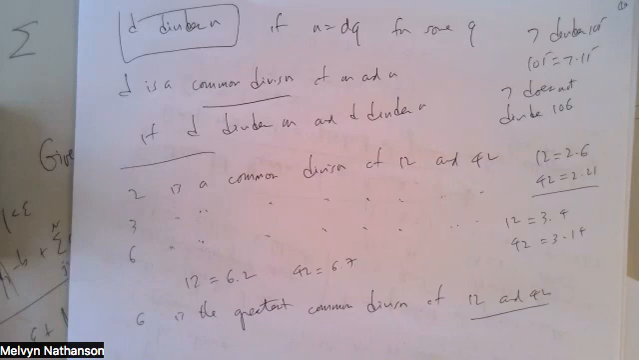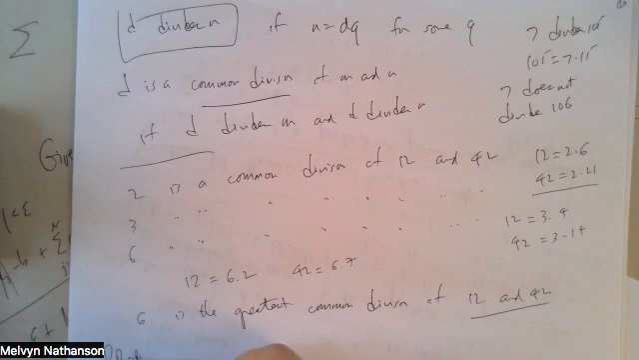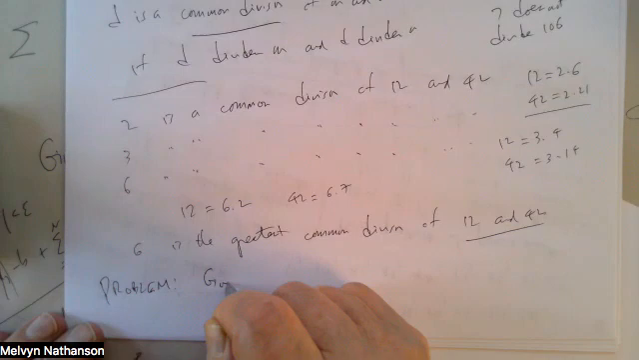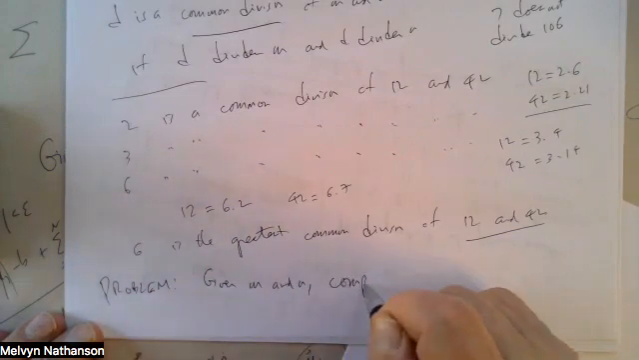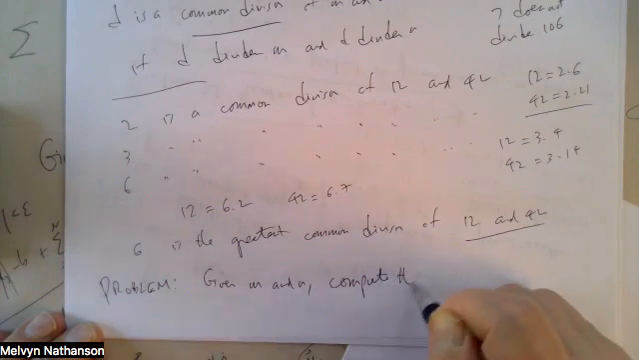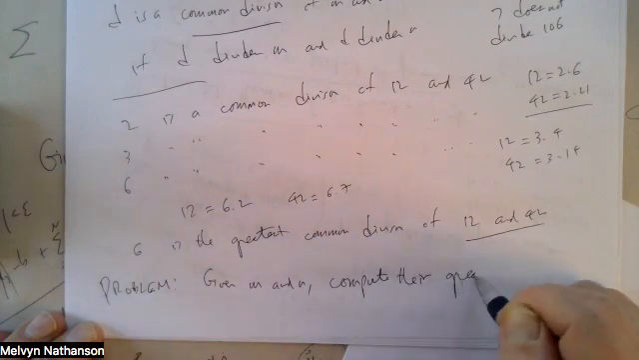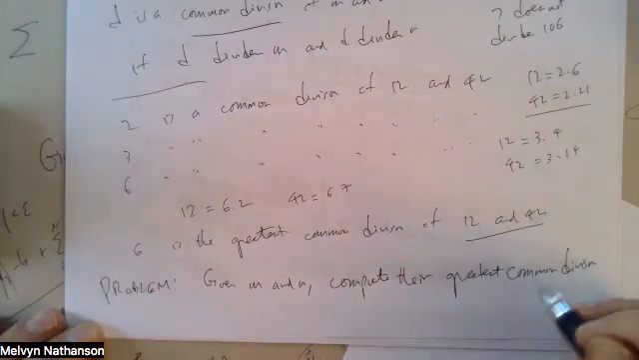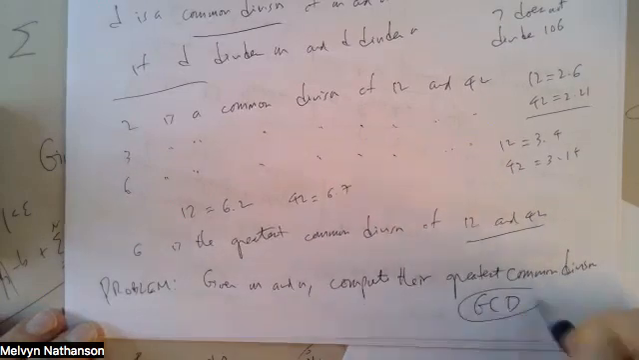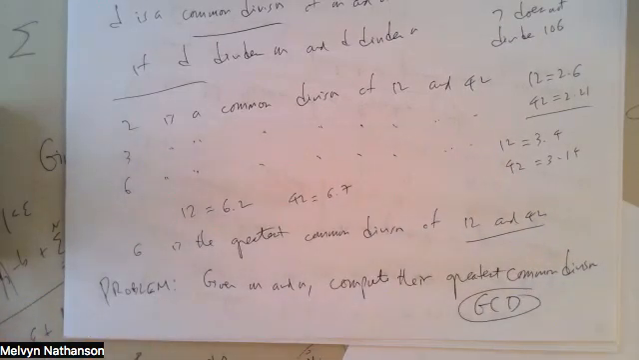And so, the problem. Given positive integers, M and N, compute their greatest common divisor, sometimes abbreviated GCD, the greatest common divisor of two numbers.